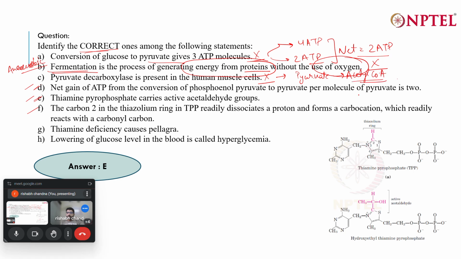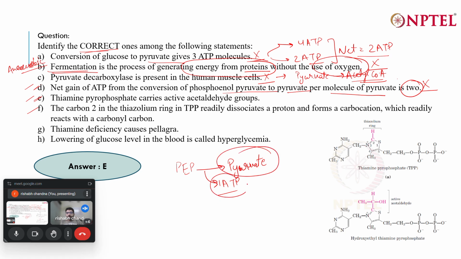Okay, so this is also an incorrect option. Then, net gain of ATP from the conversion of phosphoenol pyruvate to pyruvate per molecule of pyruvate is 2. Okay, so this is also a false option. Why? Because when one molecule of phosphoenol pyruvate is converted to pyruvate, one molecule of ATP is released. So for one molecule of pyruvate to be formed, one ATP molecule will be released.